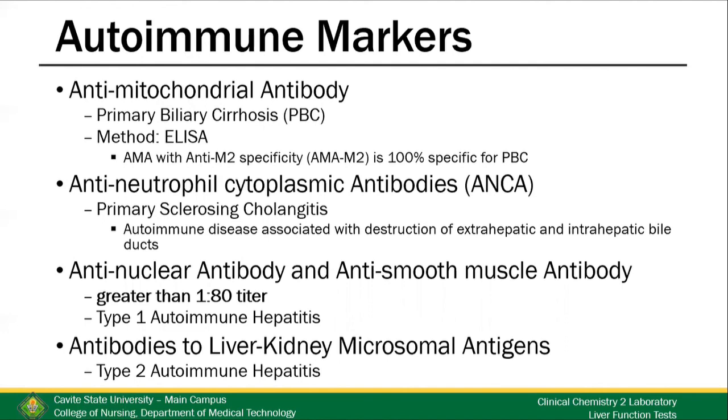Next is the anti-neutrophil cytoplasmic antibodies, or ANCA. It is used in detecting primary sclerosing cholangitis. It is an autoimmune disease associated with the destruction of extrahepatic and intrahepatic bile ducts. Next is anti-nuclear antibody and anti-smooth muscle antibody. So in here, greater than 1:80 ang titer niya, meaning type 1 autoimmune hepatitis po ang ating diagnosis. So in the antibodies to liver, kidney, microsomal antigens, type 2 autoimmune hepatitis.